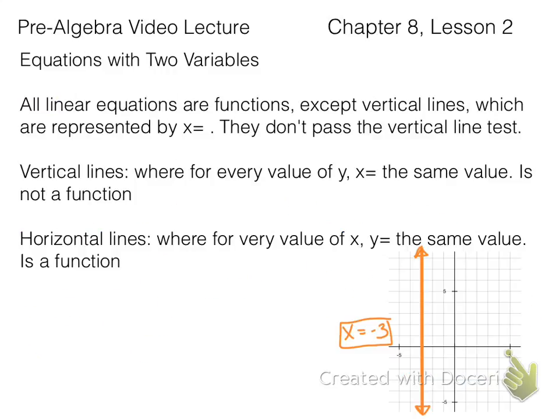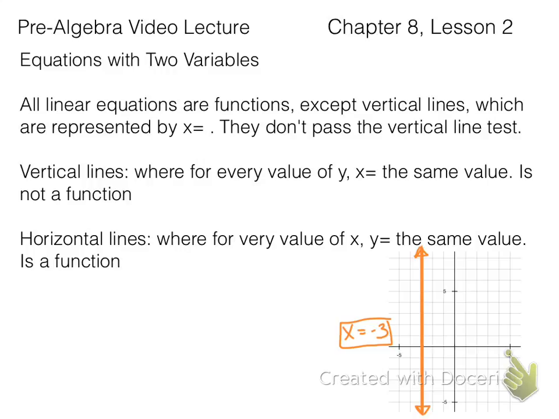And I kind of talked about that with the Mount Rushmore problem. The only thing is vertical lines are not functions when x equals something. And you can basically see it because it doesn't pass the vertical line test. So vertical lines where for every value of y, x equals the same value is not a function.